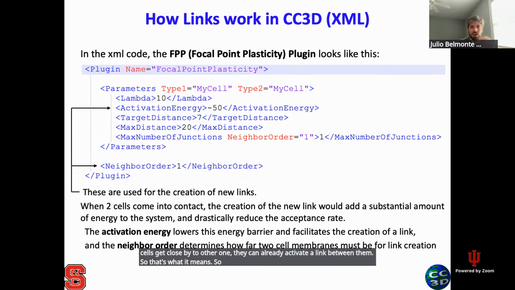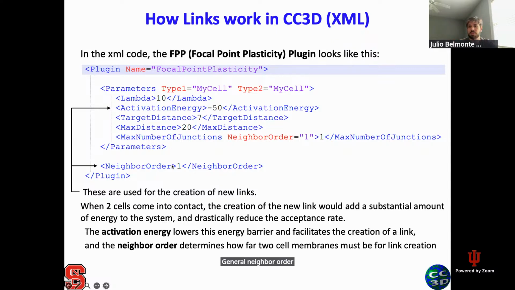So this is going to be a general neighbor order for all the possible links that you can create, but it can be overridden by a different neighbor order for a specific cell pair.